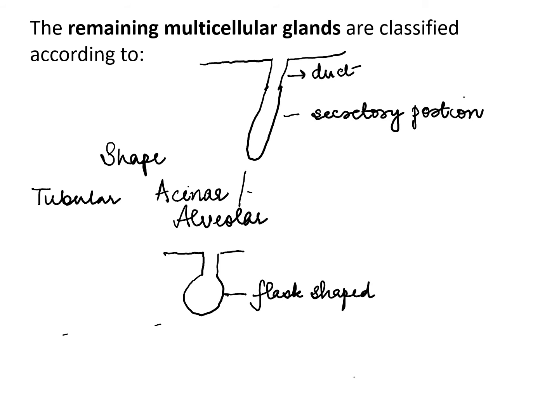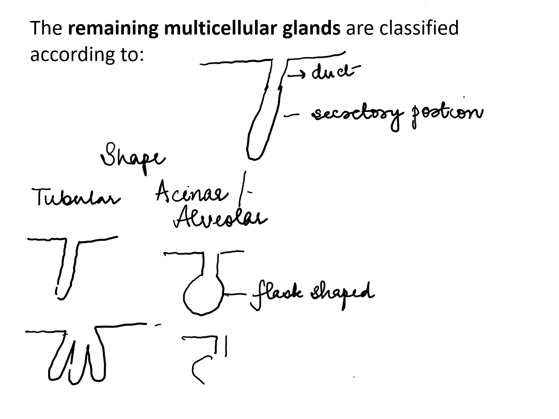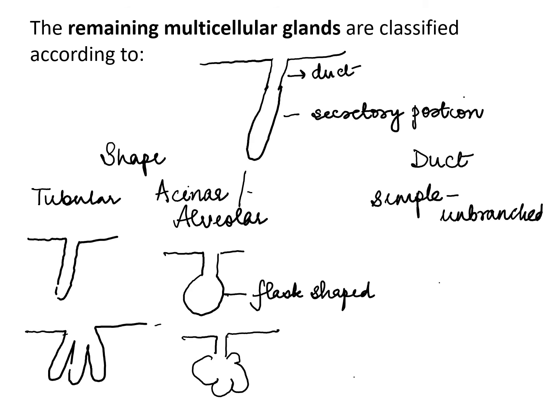Then there may be further classification. The tubule may be just a single tubule, or it may be branched. Similarly, the acinus may be single, like in this particular drawing, or again, it may be branched. Now, depending on the duct, what is the branching pattern of the duct? It may be simple if it is unbranched, or compound when the ductal system is branched. So, how do we name the glands? Let's see in the next slide.